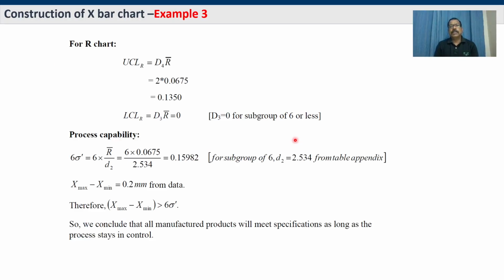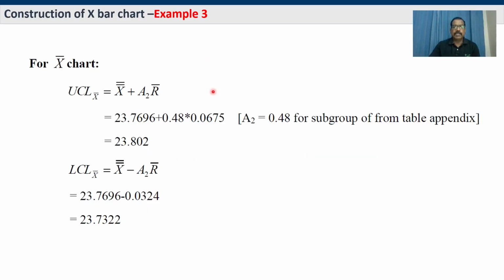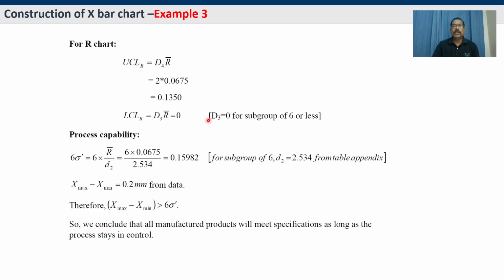Then for the R chart, the upper control limit and lower control limit are D4 R bar and D3 R bar. For sample size 6 or less, D3 is 0, only the D4 value is needed. For D4 there is a value from the table, and the R bar value we calculated in the previous step is 0.675. Substitute that and you will get the upper control limit for R. So with all values known, you can draw the chart.